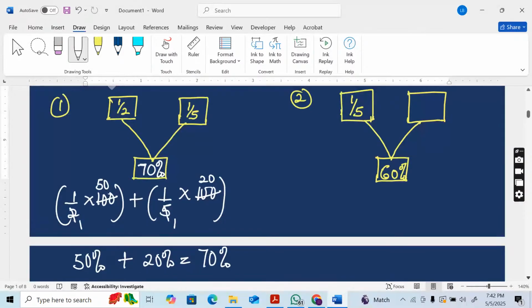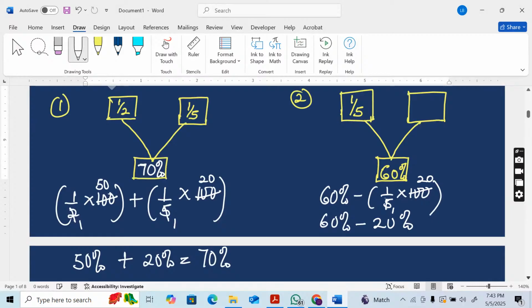For number 2, to get the answer in the box above, you have to subtract the percentage of the fraction from the total percentage that is below. So that will be 60% minus 1 over 5 times 100. All right? 5 into 5 is 1. 5 into 100 is 20. 1 times 20 is equal to 20%. 60% minus 20%, that's equal to 40%.